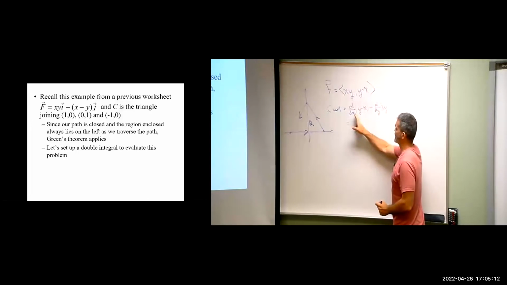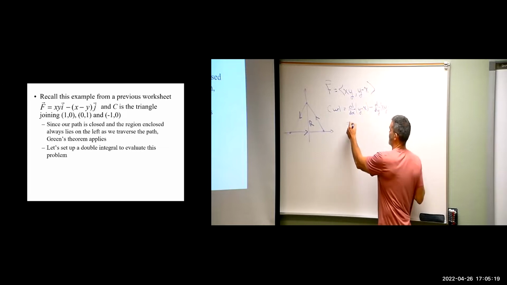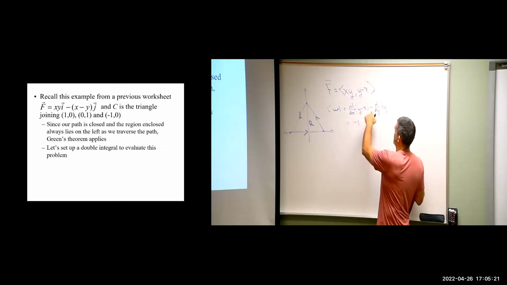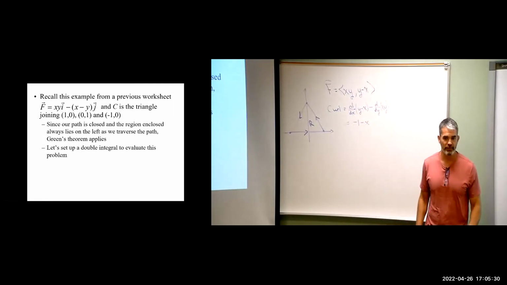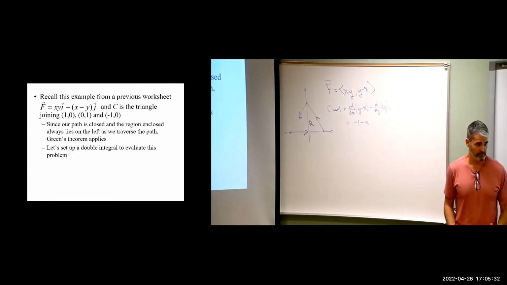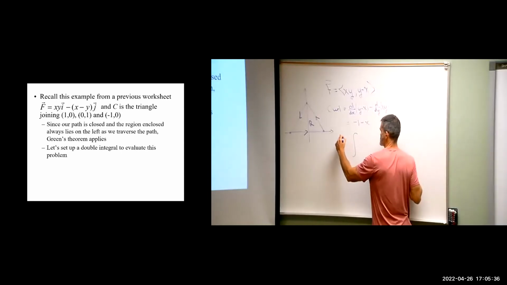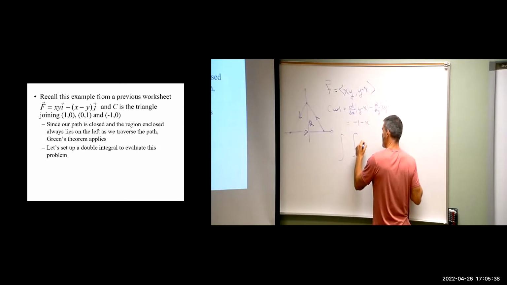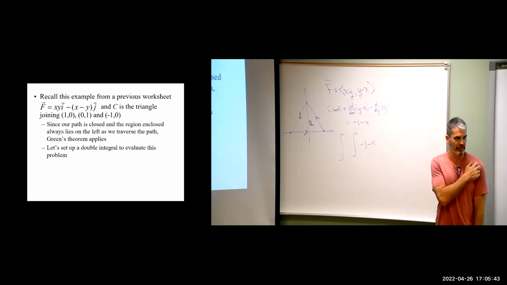So d/dx, what do we have? Well, y is a constant, so that's 0. Derivative of negative x is -1. And then here, d/dy of xy is just x. So -1 minus x. So as of right now, we've already got our integrand. It's the curl. Again, we've been finding the curl for a while, right? That's nothing new for us.